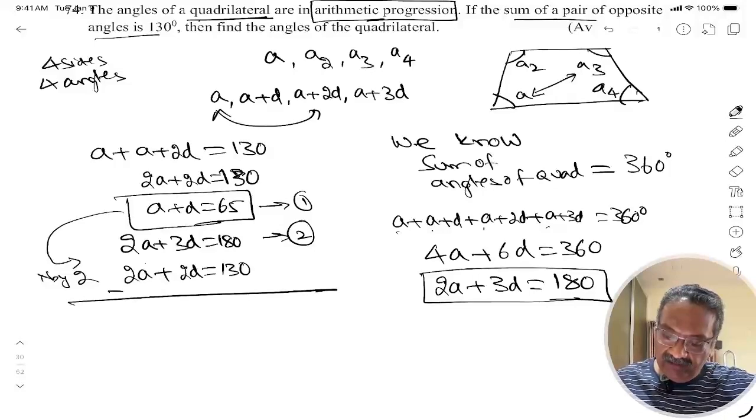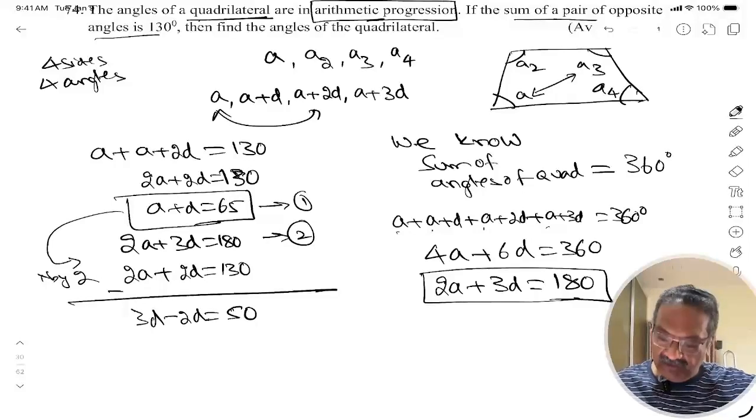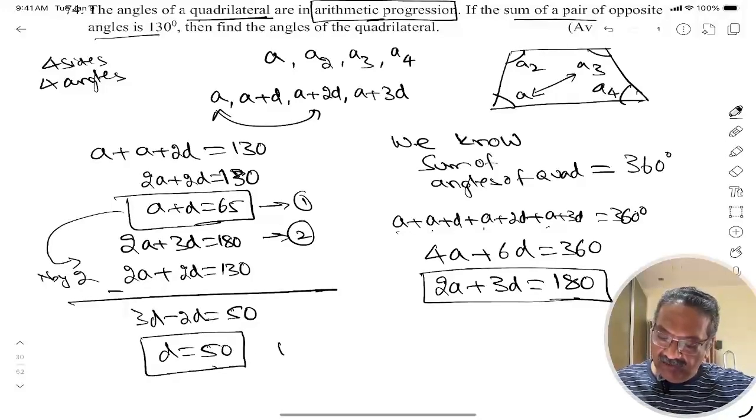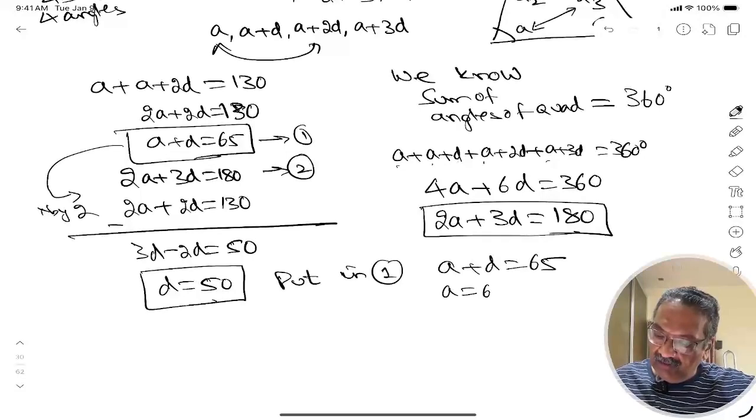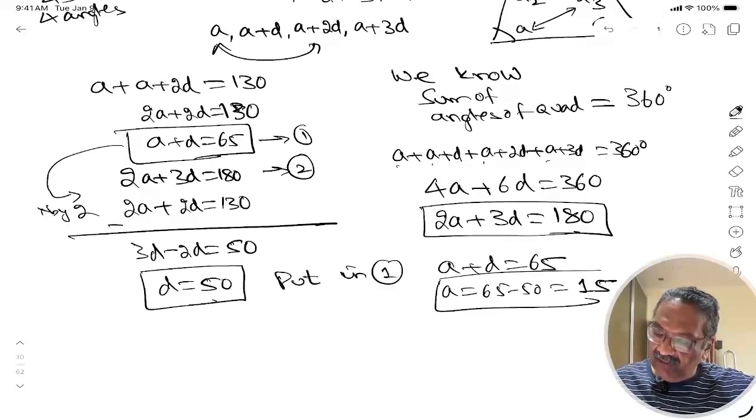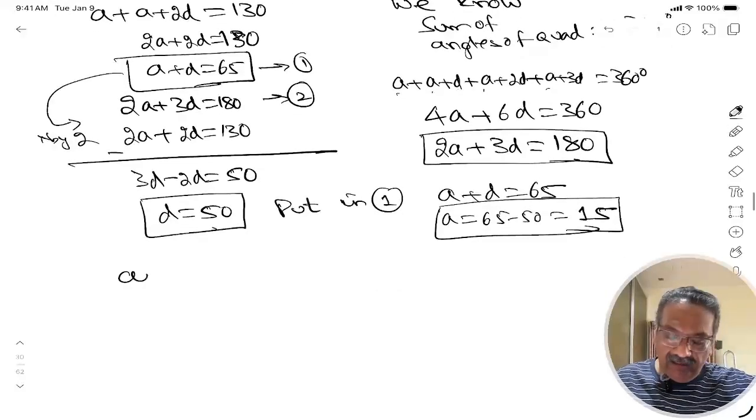Now subtract this. 2a cancels. 3d minus 2d is equal to 50. That is 180 minus 130. So d is equal to 50 degrees. Once we get d is equal to 50, put this in 1. We get a plus d is equal to 65, or a is equal to 65 minus 50, which is 15.